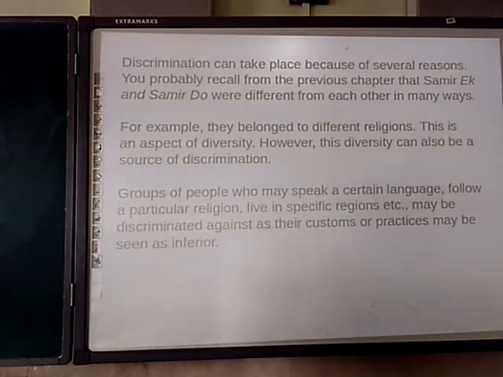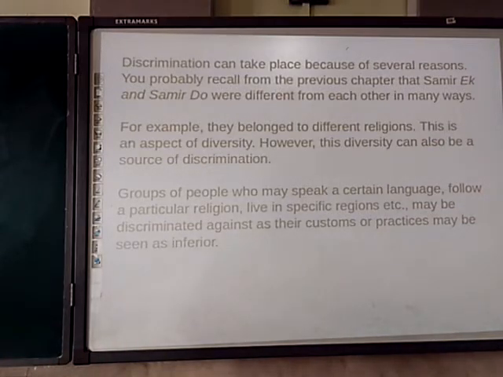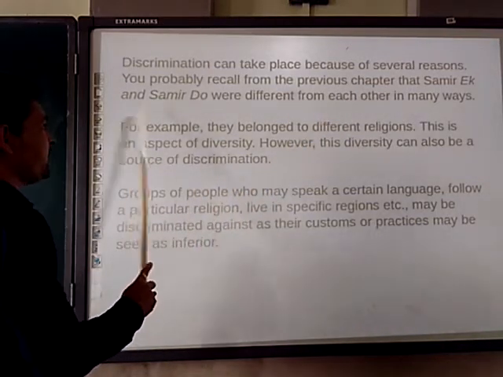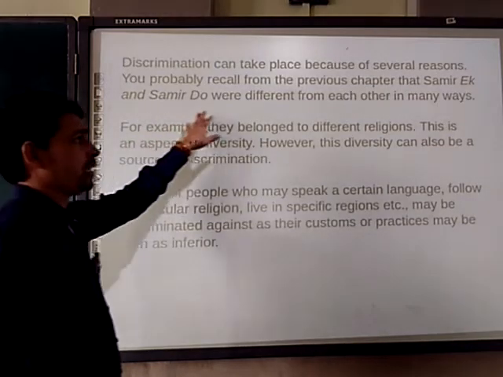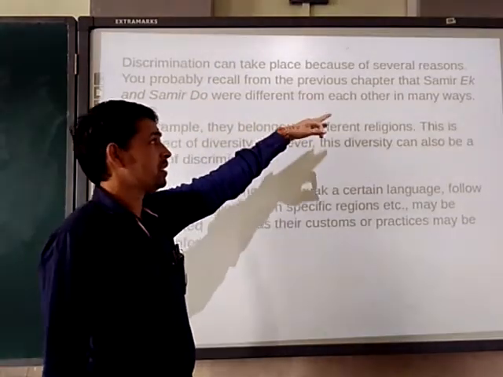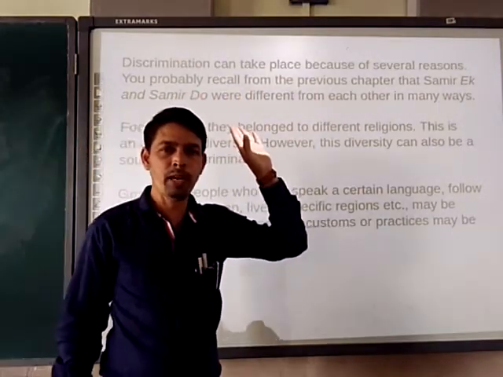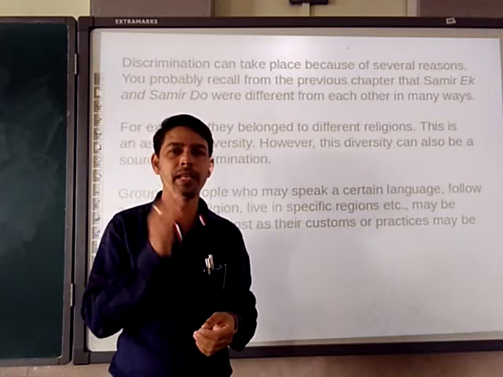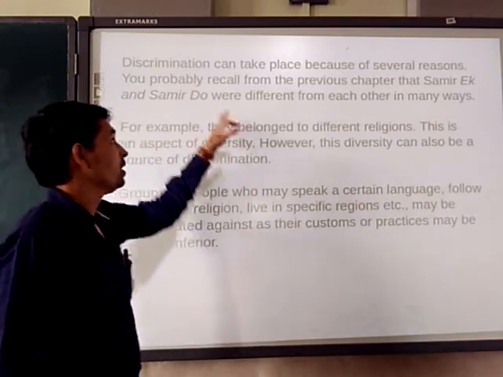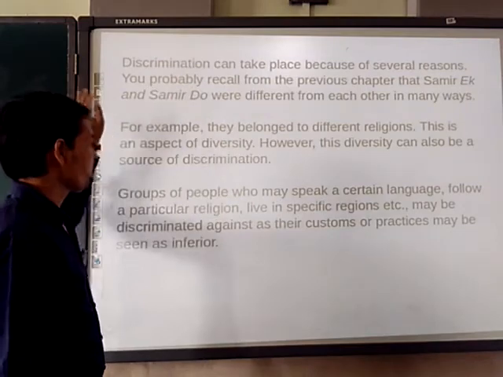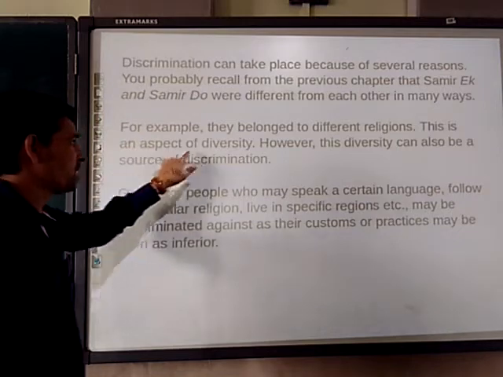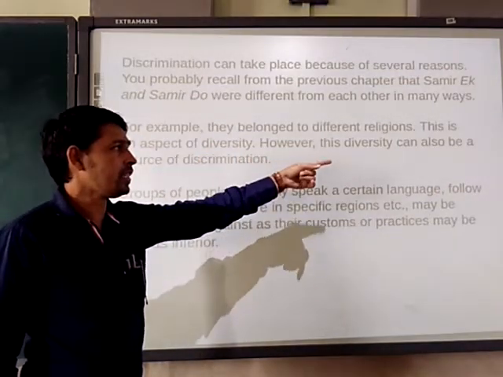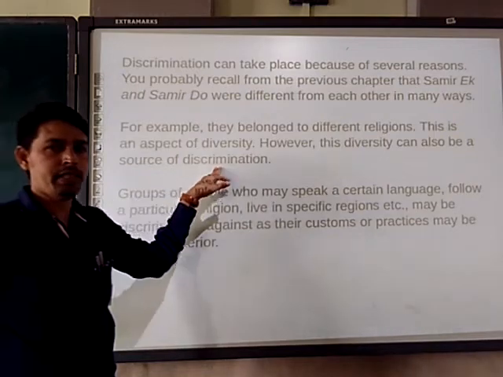Discrimination can take place because of several reasons. You probably recall from your previous chapter that Samir Ek and Samir Do were different from each other in many ways. As you have seen in the first chapter, the Samir Ek and Samir Do story in chapter number 1. By taking the same example, you can understand the topic of discrimination here. For example, they belong to different religions. This is an aspect of diversity. However, this diversity can be a source of discrimination.